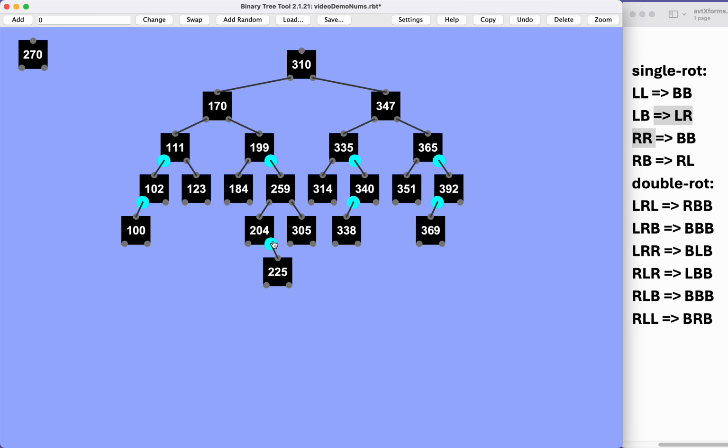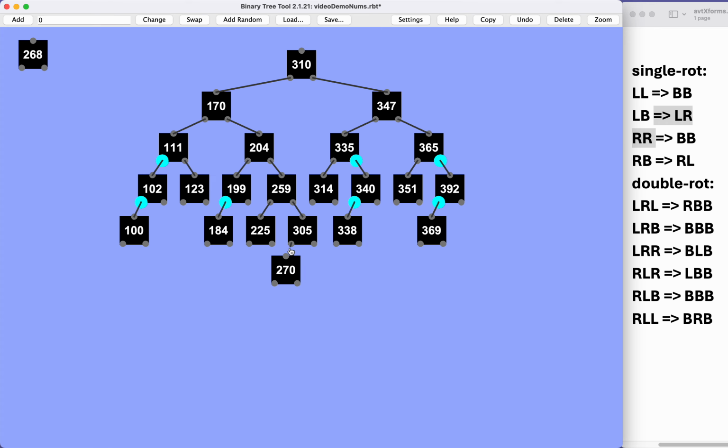So I have left, increase height to the right. I'm out of balance by more than one here. I have a right, left, right. That becomes a left, balanced, balanced, and a double rotation like that. 270 ends up coming as a left child of the 305.